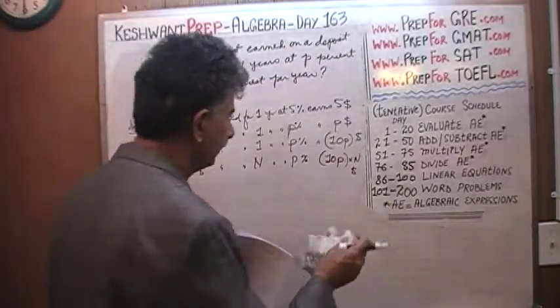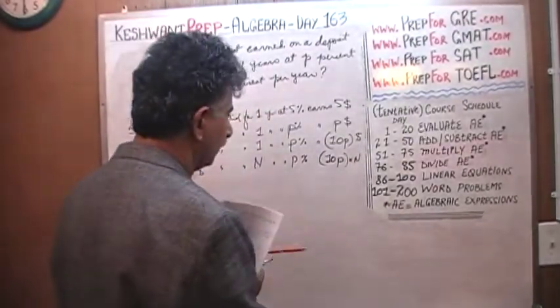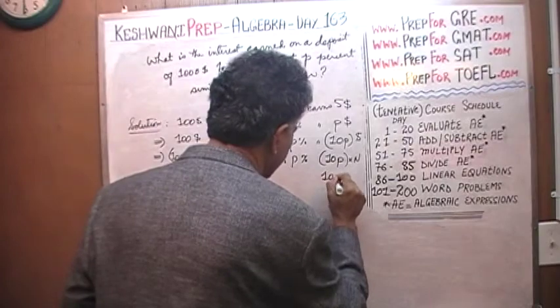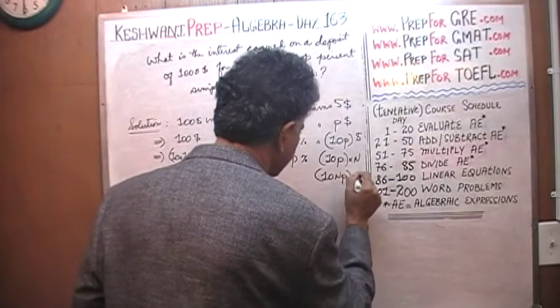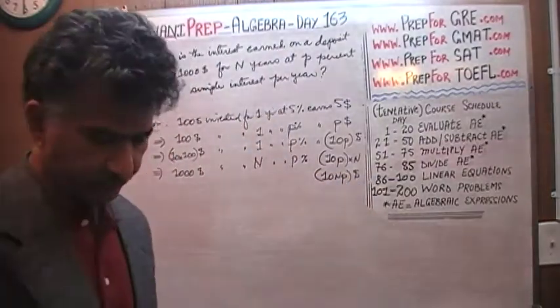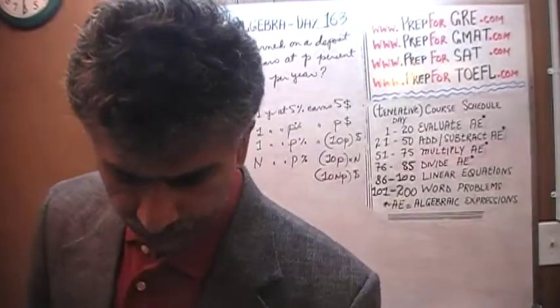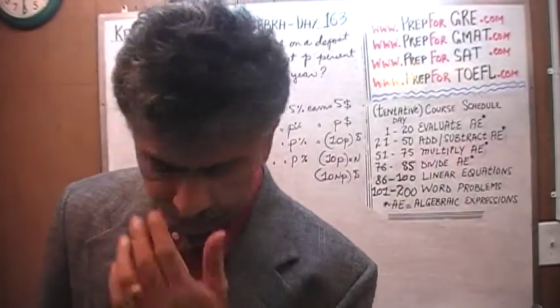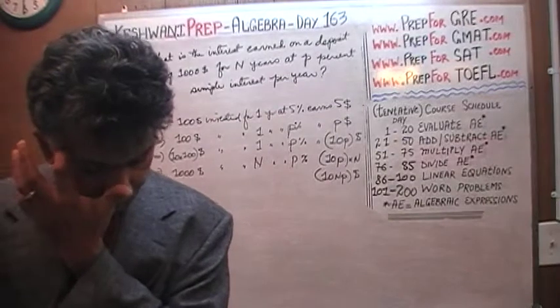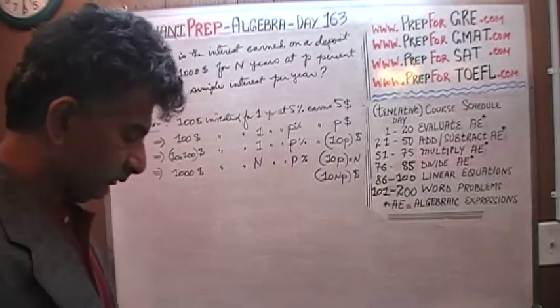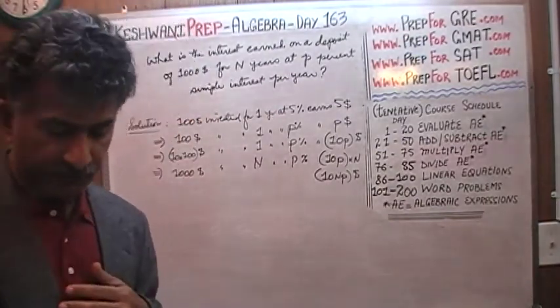Or, if you like, 10 times np dollars. That's it. That is your answer. So in the algebraic expression, this answer would be 10 times np. And of course, we can verify this answer very easily by plugging in numbers and see what happens.